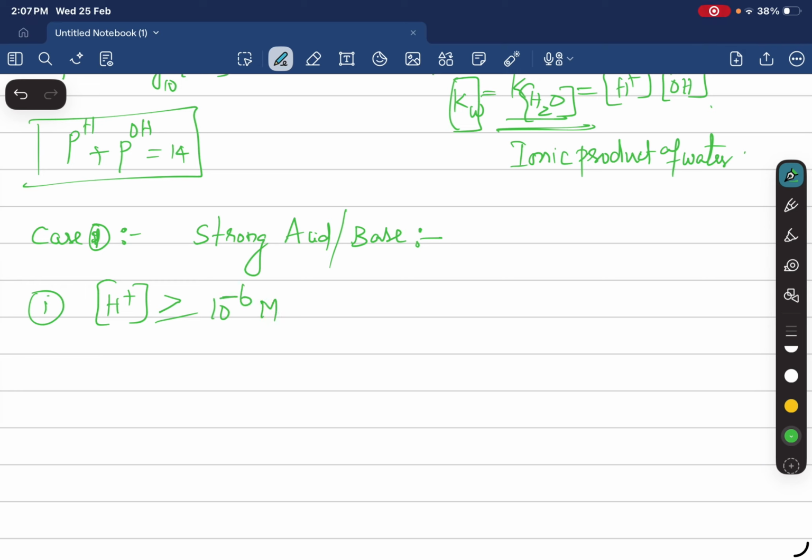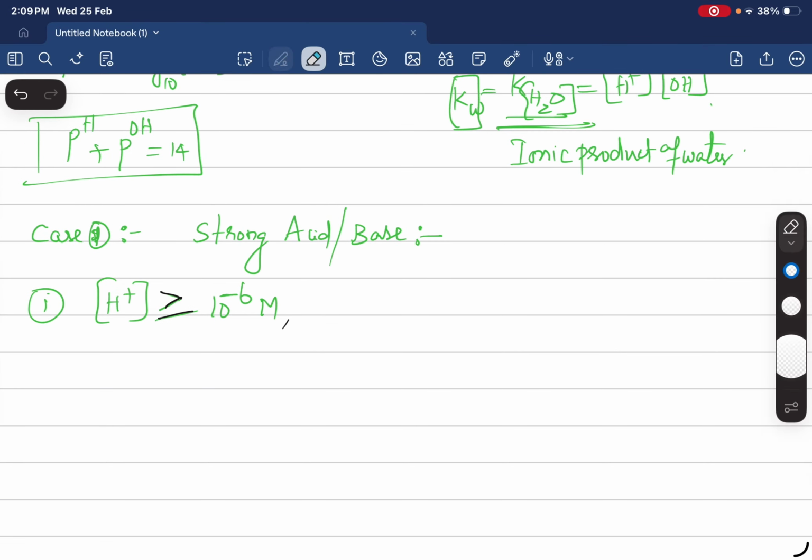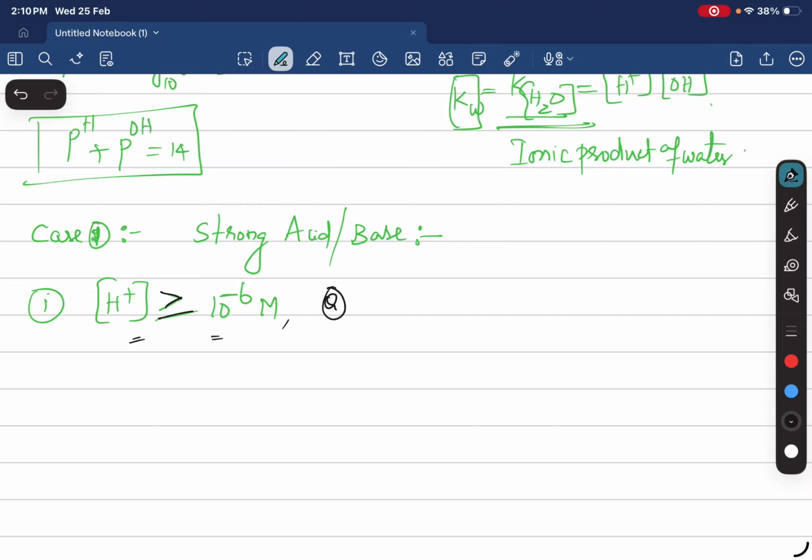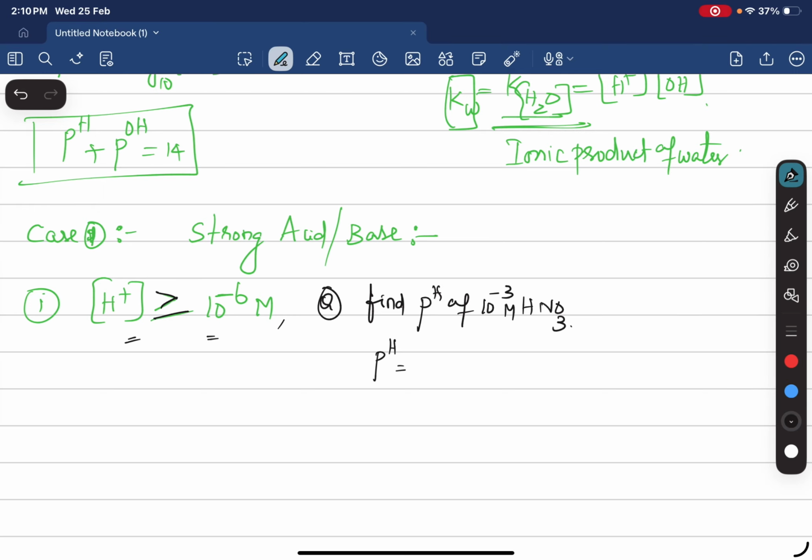If the H plus ion concentration is greater than or equal to 10 power minus 6 M, then we directly take the H plus ion concentration given in the question to find the pH. Example for this: find the pH of 10 power minus 3 M HNO3. Then pH equals negative log of whatever is given here, that itself we can substitute, 10 power minus 3.